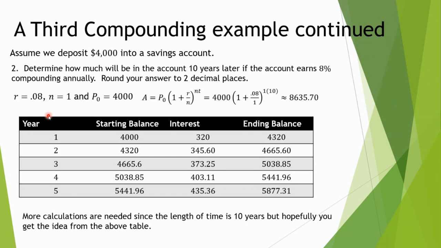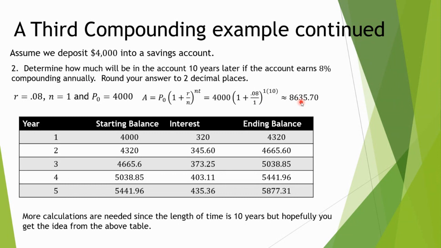And so capital A, the balance, would be that formula. We just plug it in. N is 1, because we're compounding annually, once a year. We have R, and we have N times T. And we end up with this amount. Good.